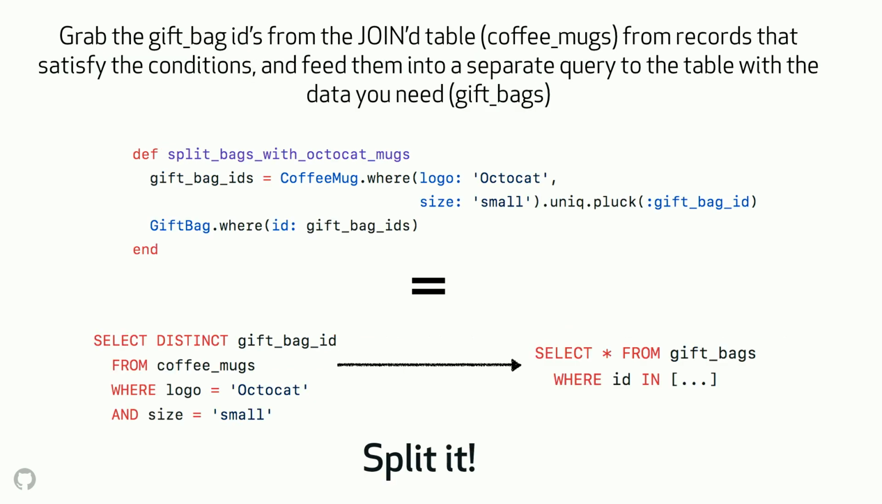To split that, we would just grab the gift bag IDs from the coffee mugs table for records that satisfy those conditions, and then feed them into a separate query to the table with the data that we actually need. Obviously, you're going to take a bit of a performance hit when you're making 2 round-trip queries as opposed to 1 join query. That was something we were aware of and something that we monitored. But we knew that we were OK with a slight performance hit as we were working towards the goal of moving this table out.